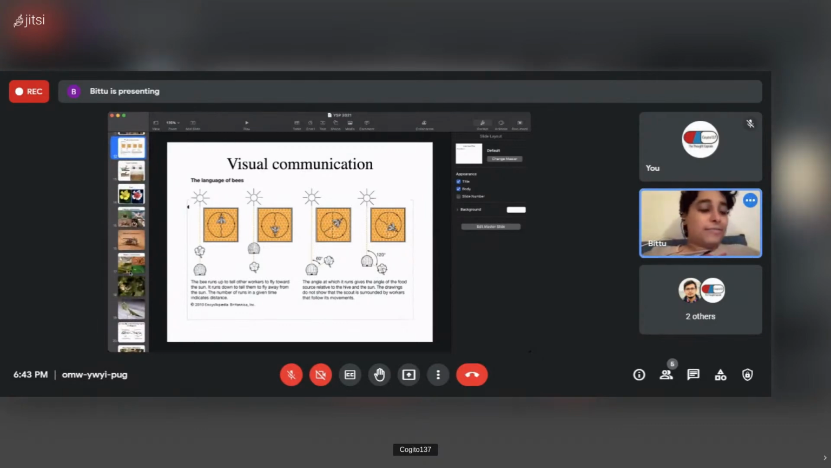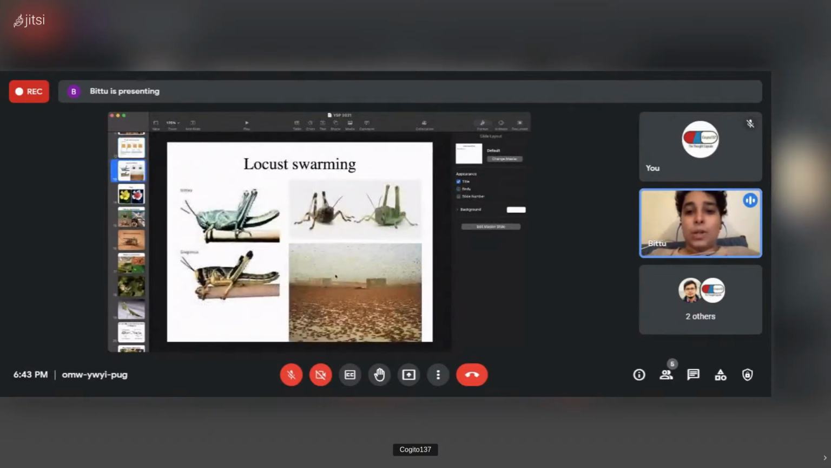And of course, we see other forms of visual communication, where our university is located in Rajasthan, by these brownish, yellowish, yellow and black forms of locusts.